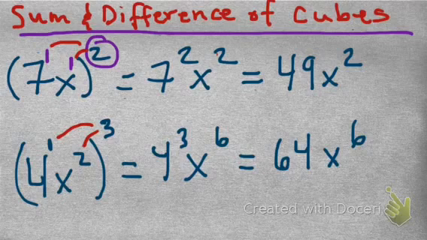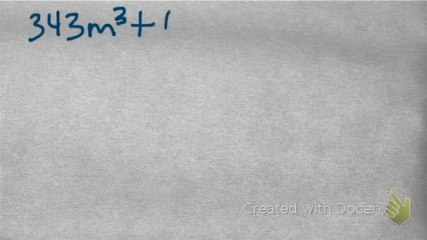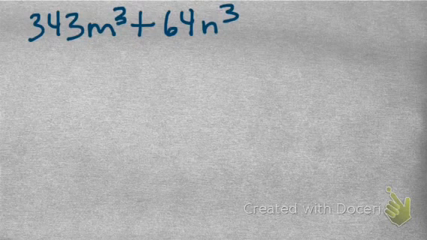Alright, so to our problem, number 19 is 343 m cubed plus 64 n cubed. Now this is a sum because I've got a plus sign in the middle there, and I know that I have to have just 2 terms for it to be a sum or a difference. It has to be only 2 terms, and I have to have perfect cubes of things for me to be able to use this pattern of sums and differences of cubes.